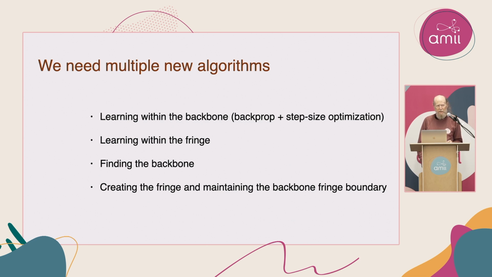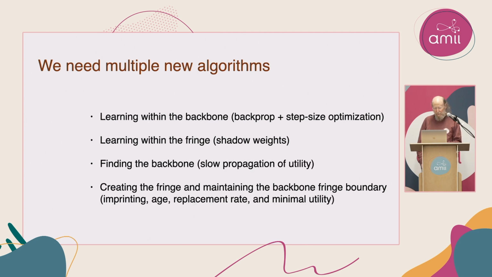Isn't it strange that with our standard algorithm, we can immediately see it can't find new features out of nothing. So how are we going to do that? Well, I'm going to tell you how. That's going to be something I call shadow weights. And then we're going to find the backbone.